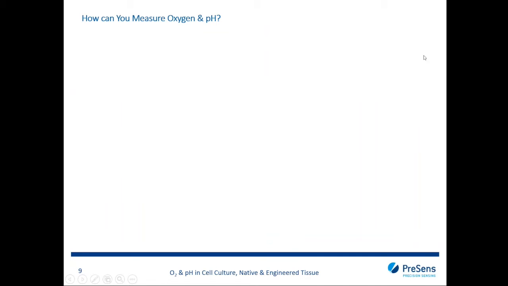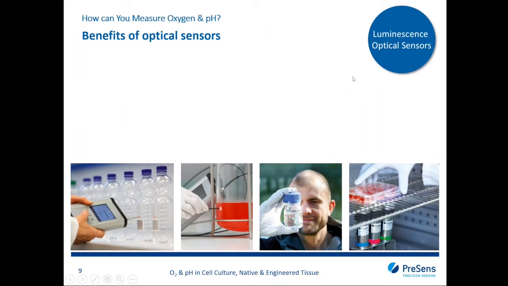So how can we measure oxygen or pH levels? In our company VisiSens, we are specialized in luminescence optical sensors. And with these luminescence optical sensors, you can detect these two analytes. The benefits of optical sensors are that you can measure non-invasively through the wall of your vessel.